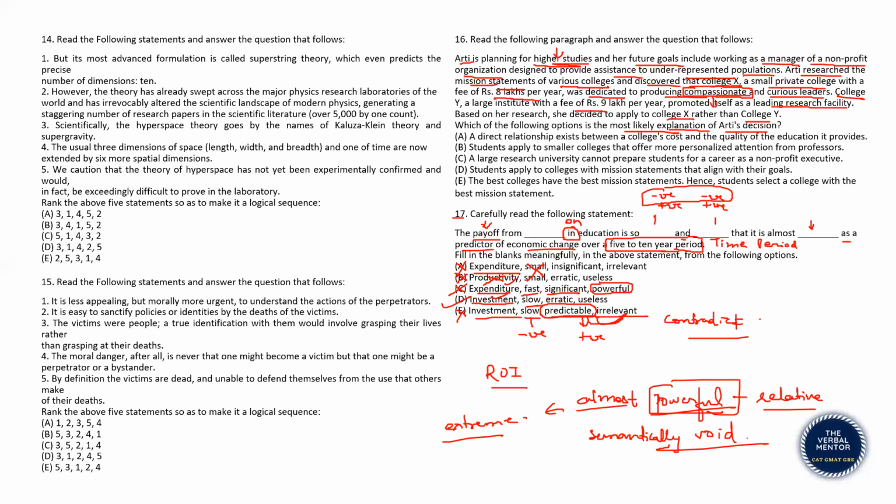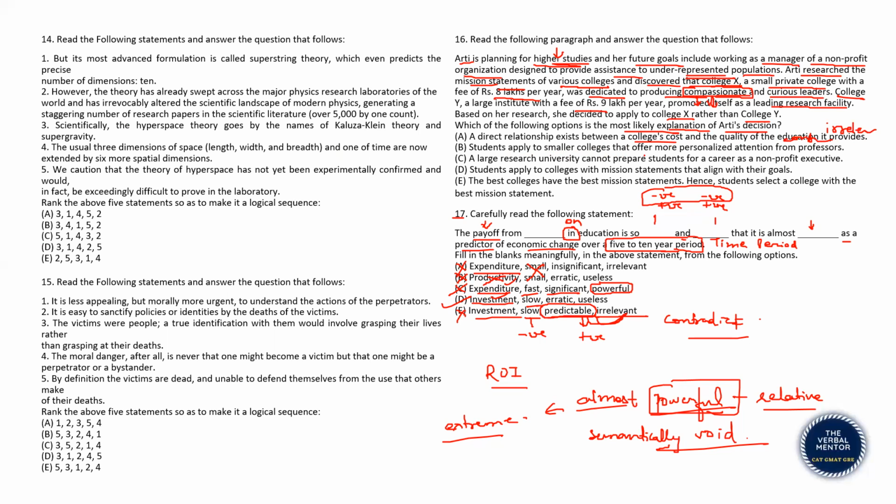She wants to work for underrepresented populations. She wants to work for an NGO. Therefore, a college which claims that it produces compassionate leaders will be the first to go. Option A, a direct relationship exists between a college's cost and the quality of education it provides. Irrelevant. And had it been so, she should have rather applied to college-wise, which is contradictory also, in a sense.